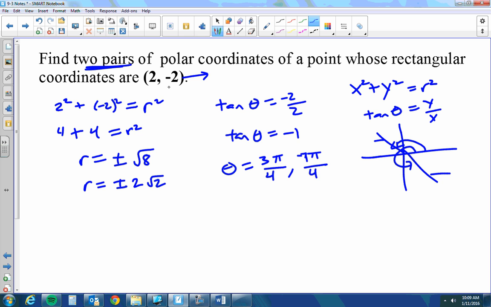Now, I skipped something. Josh, which quadrant is that point in? Second or fourth? If x is positive and y is negative. So write that down. Good.